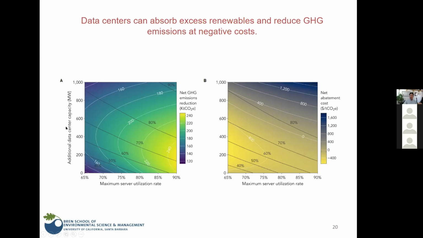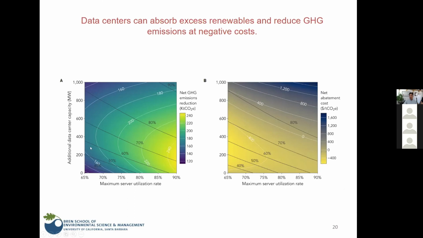Also, it is a function of additional data center capacity. So let's look at the zero value for the additional data center capacity. Without building any additional data centers, what you can see here is that we can already reduce about 50% of the curtailment. This is the black line here at around 77–78% of server utilization rate. And the color in the background indicates the net greenhouse gas emissions at that level. So we can already reduce quite a significant amount of greenhouse gas emissions. These are the kiloton CO2 equivalent greenhouse gas emissions. At this point, I would say this is about 190 kilotons of greenhouse gas emissions.